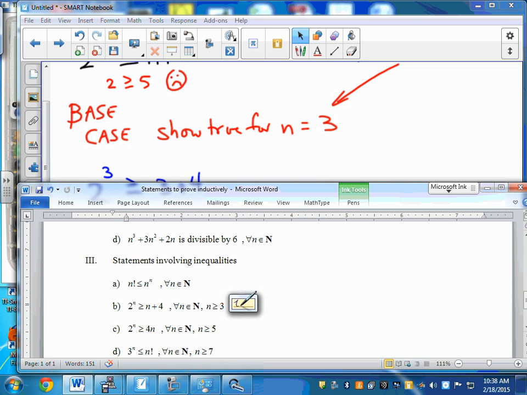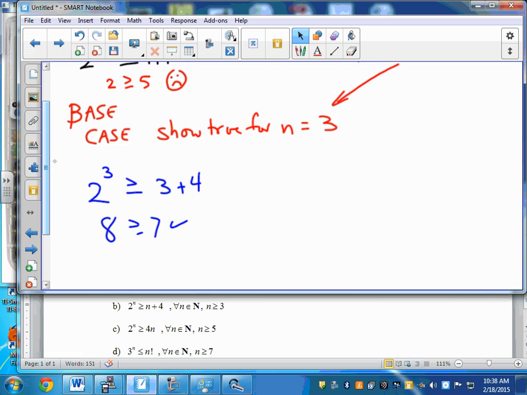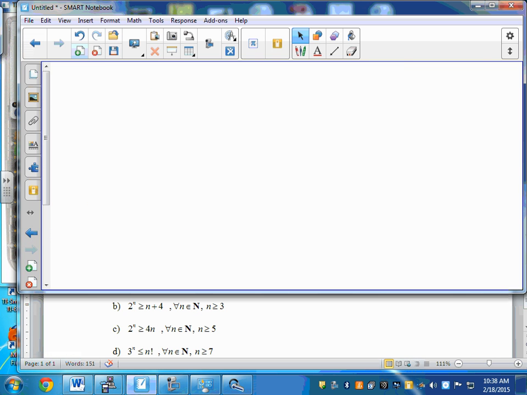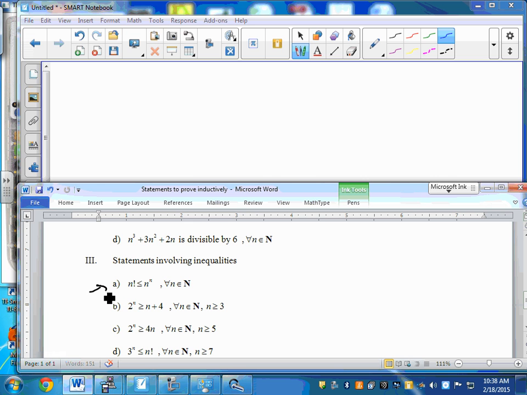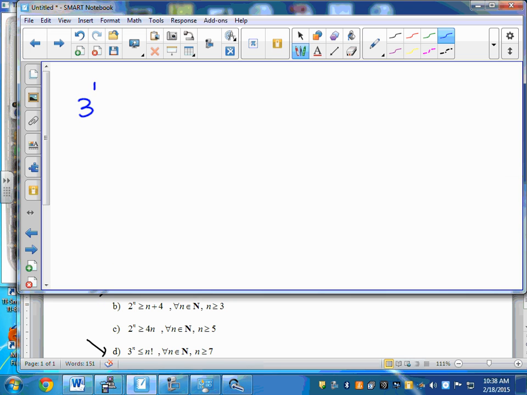Another inequality statement. We'll just try one more here, and then I'll let you try A and D. So try this one and this one on your own. But let's look at D. D says 3 to the n is less than or equal to n factorial, and this would be for all n's, for all natural numbers, with the restriction that n has got to be greater than or equal to 7. So this one doesn't even start until 7.